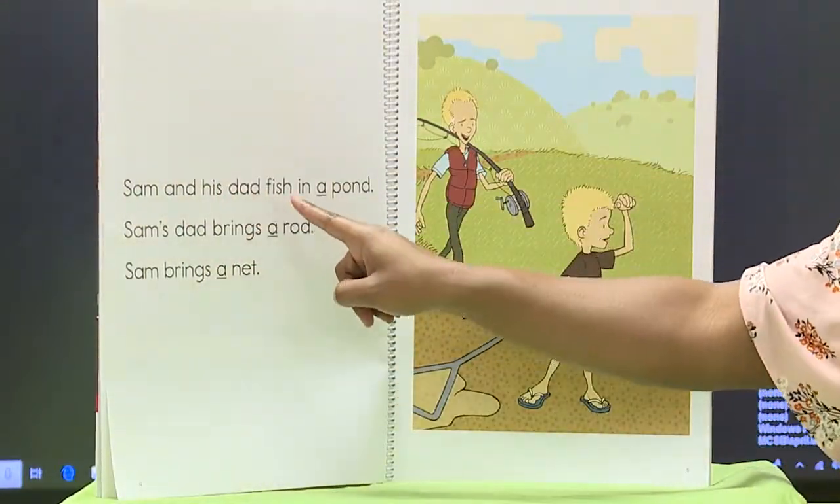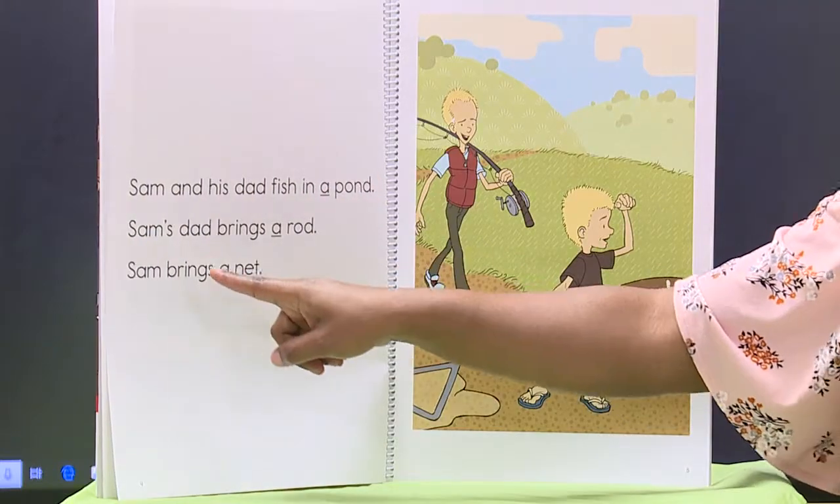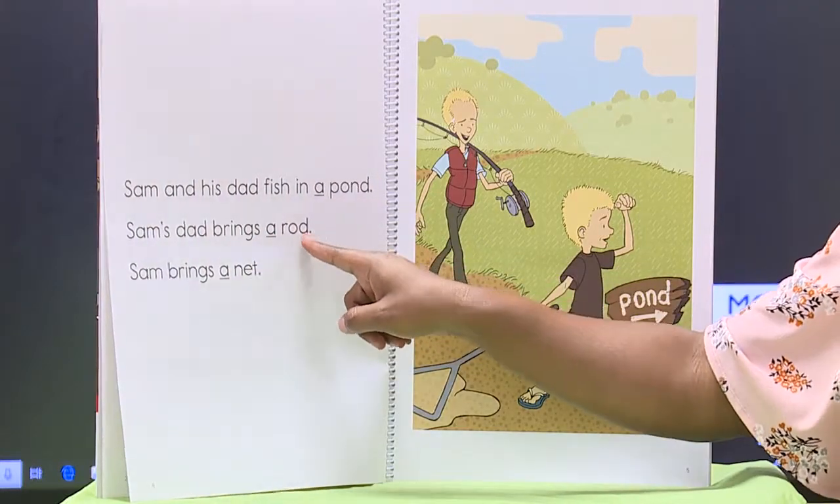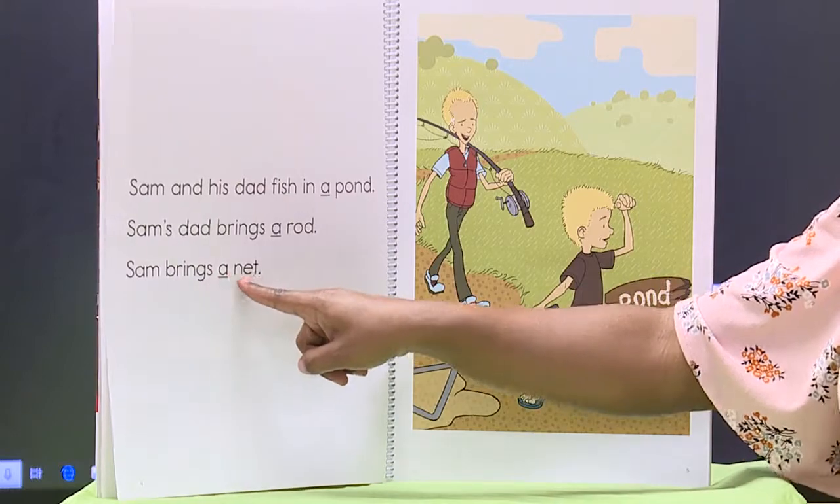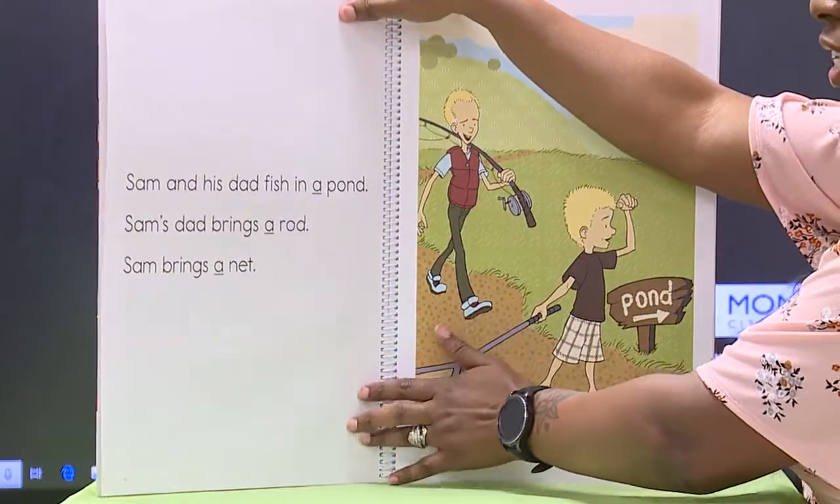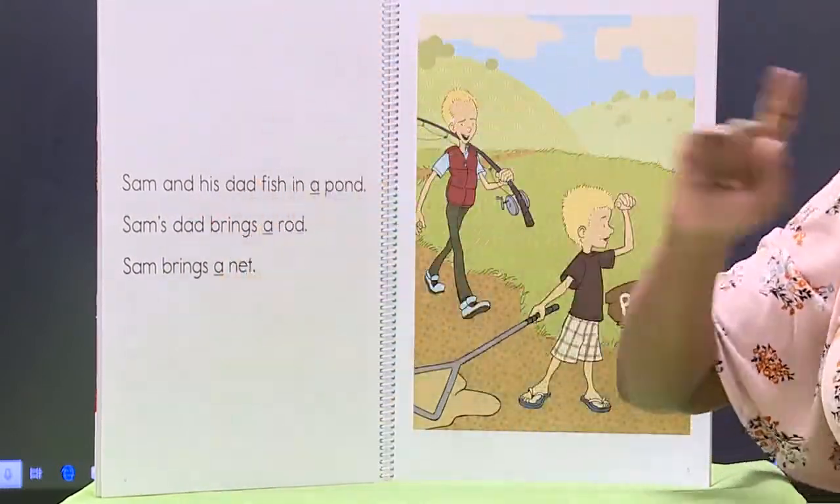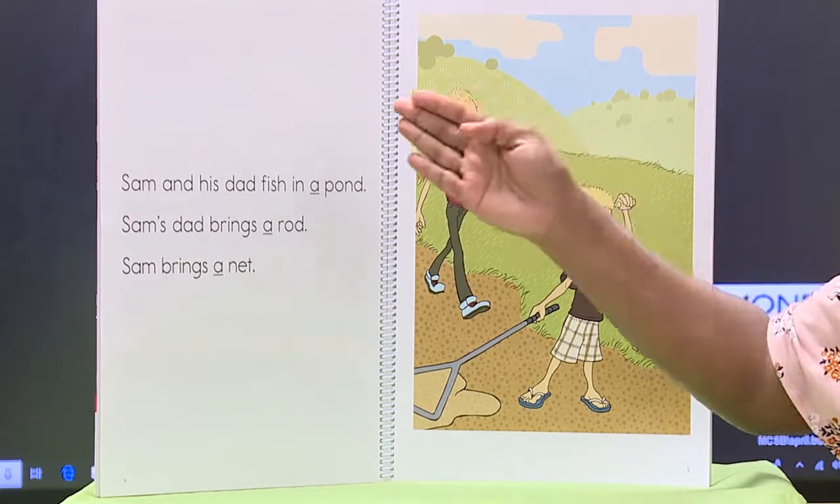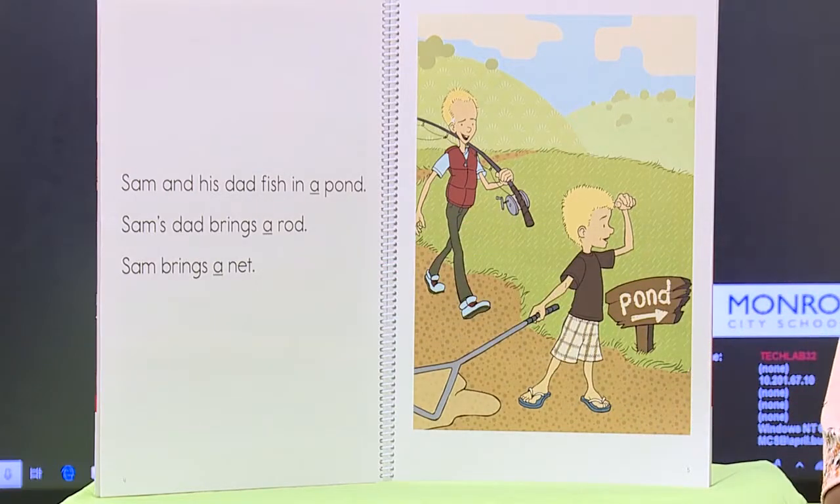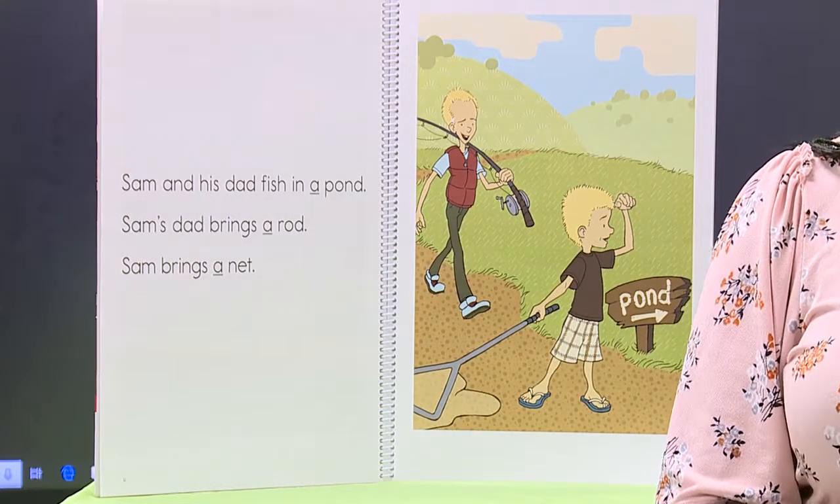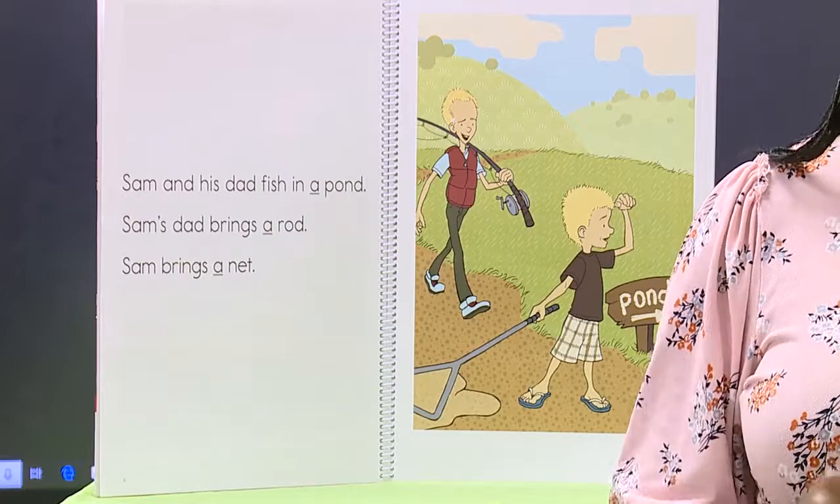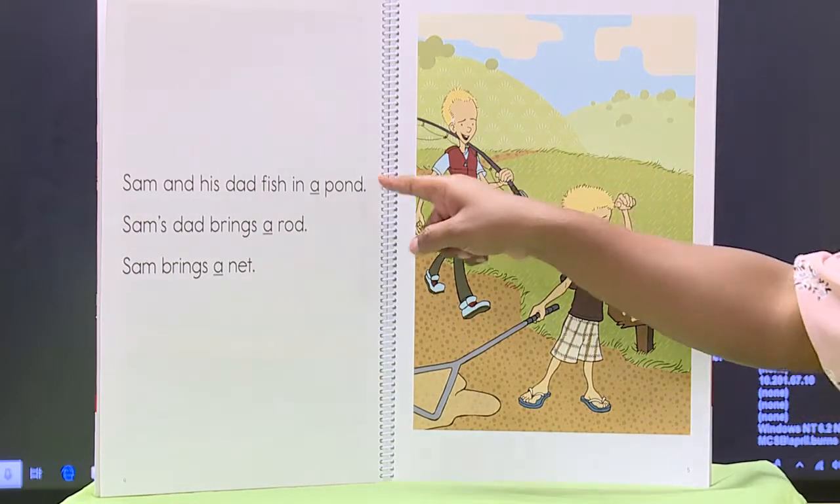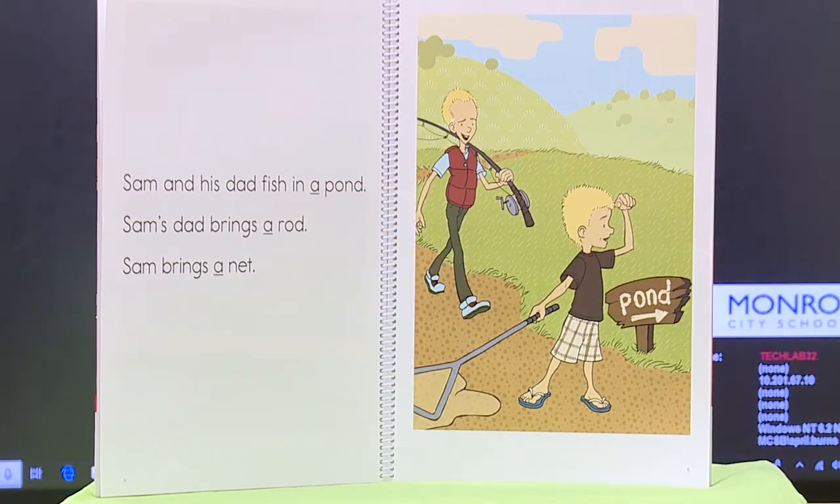Sam and his dad fish in a pond. Sam's dad brings a rod. Sam brings a net. Now, as I was reading, remember, I was pointing under each word, and that's exactly how you should do it. So at the end of these sentences, can you tell me what type of punctuation mark you see? That's right. You see a period again. Each one of those sentences has a period at the end of it.